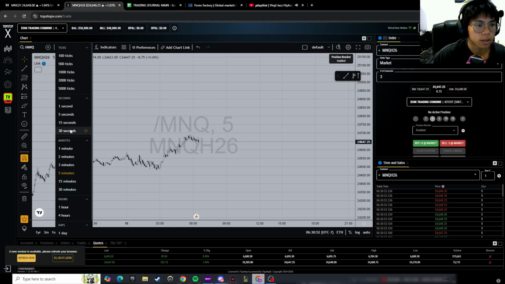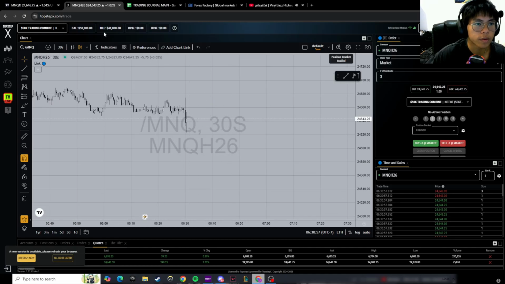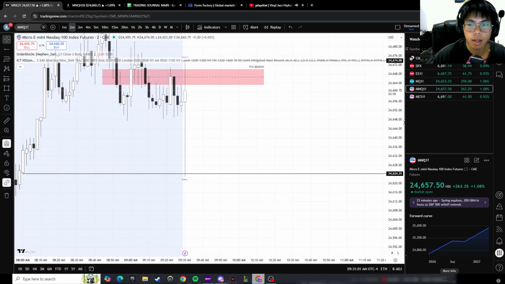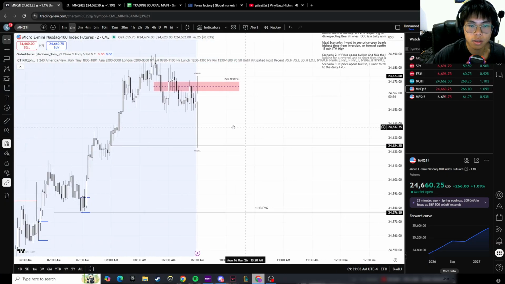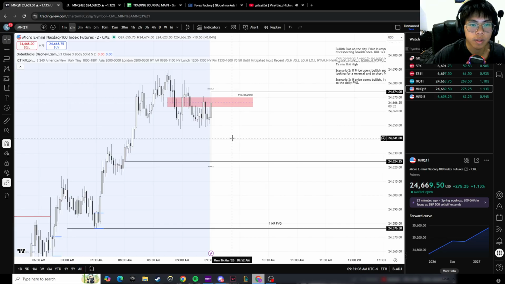Waiting for a fair value gap to form. Yeah, so this is the first fair value gap. I did want to see this one, but we can see what price does.